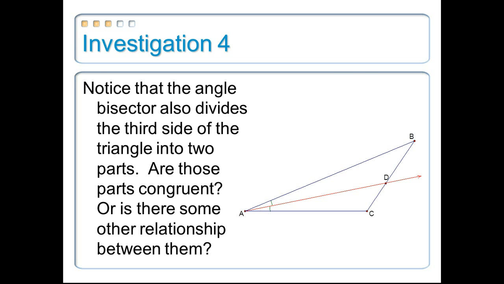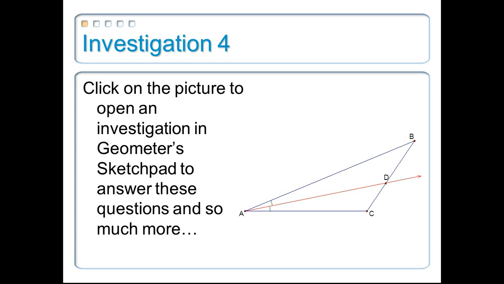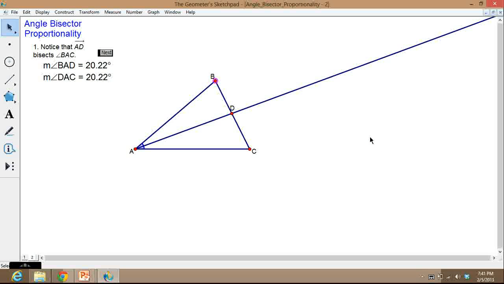But there's some other relationship though. So let's go into Geometry Sketchpad and find out and look at that. Okay, so here I have an example of an angle bisector. Okay, and you can see the measurement of BAD is 20.22 degrees. The measurement of DAC is also 20.22. So it's an angle bisector.